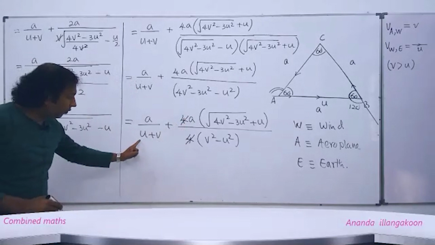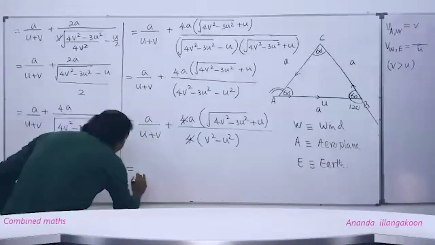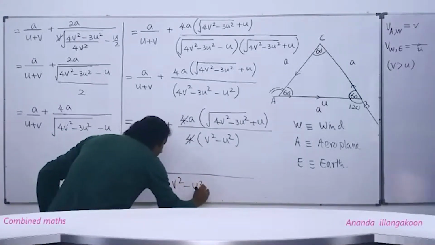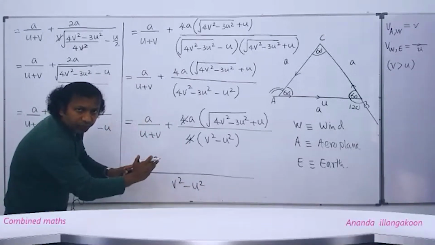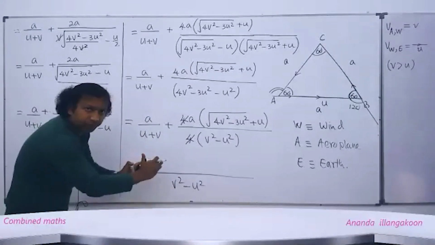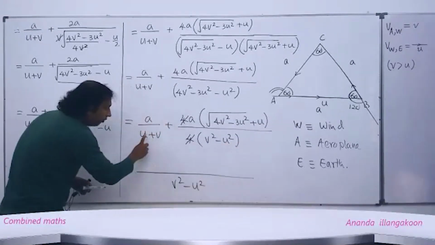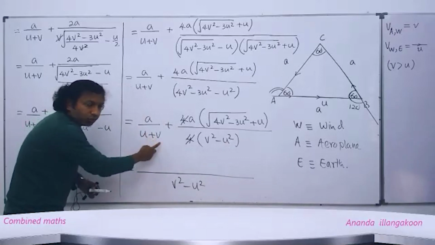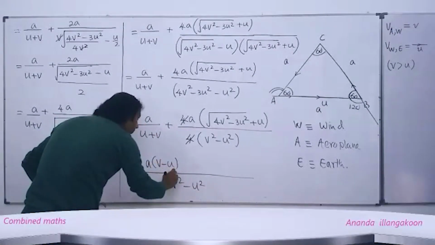Now take, people, the common denominator as b squared minus u squared. Then this v squared minus u squared means v minus u into v plus u. We can factorize this into 2 factors, v minus u into v plus u. Here we have v minus u into v plus u, but here we have v plus u. Now the v minus u factor, we have multiplied this, a times v minus u.